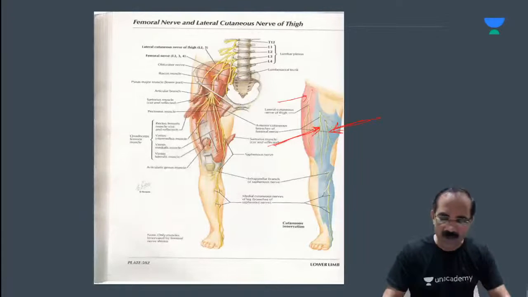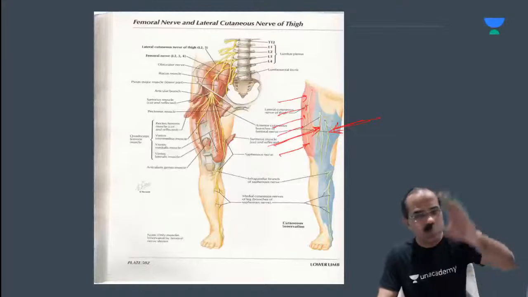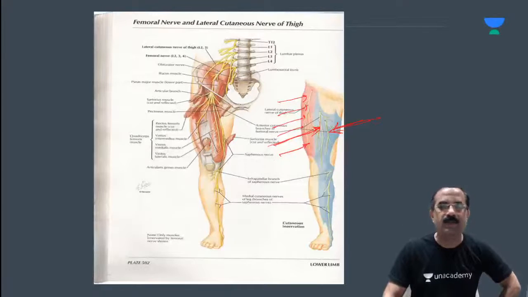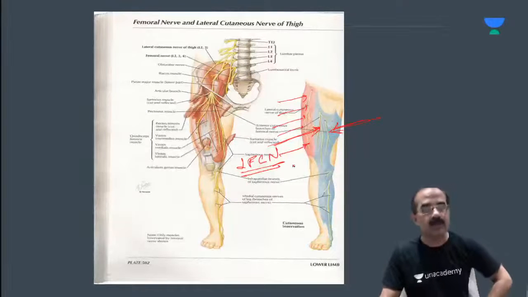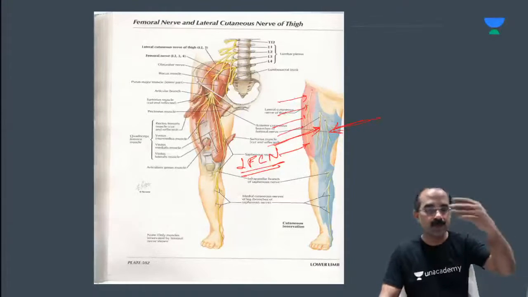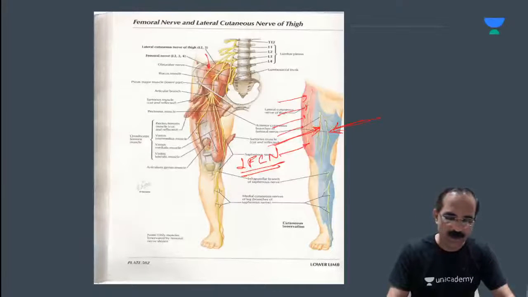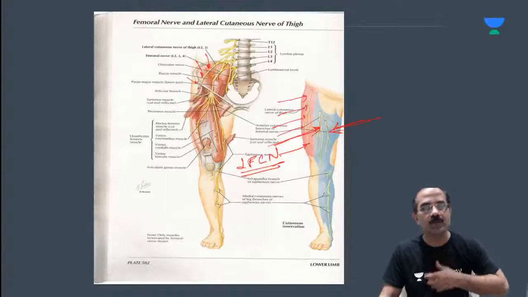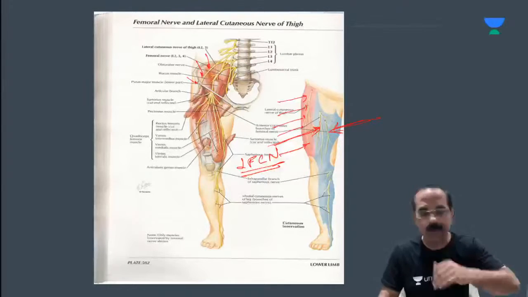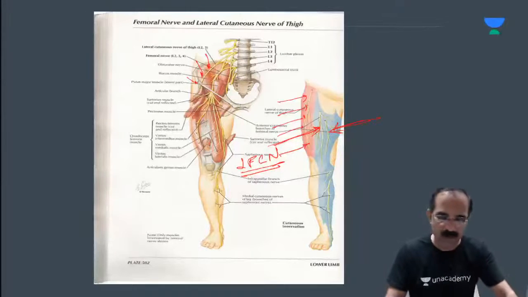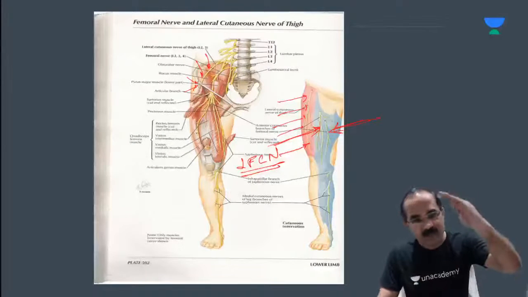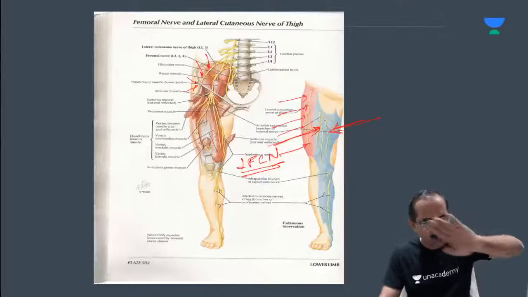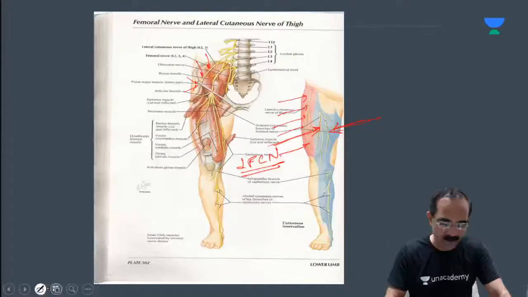And what is this? Any guesses, students, who's going to supply this skin? The skin on the lateral aspect of the thigh is supplied by the lateral femoral cutaneous nerve of thigh, and the lateral femoral cutaneous nerve of thigh is a direct branch of lumbar plexus. Look at this. This is the nerve which gets compressed against the inguinal ligament, right?